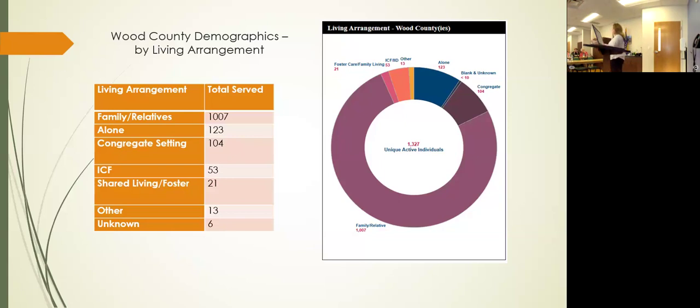we have one apartment building that is a dedicated apartment building for individuals with DD. And so there are 16 individuals there. Shared living is a little more up and coming.